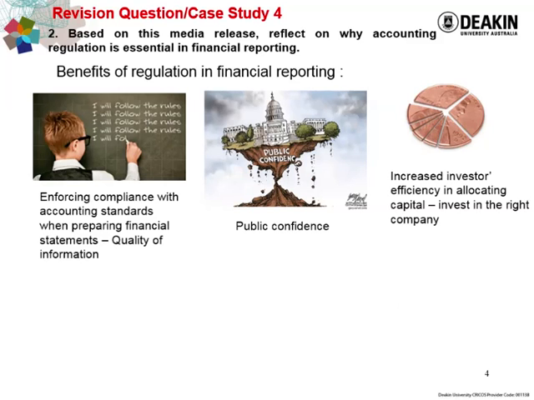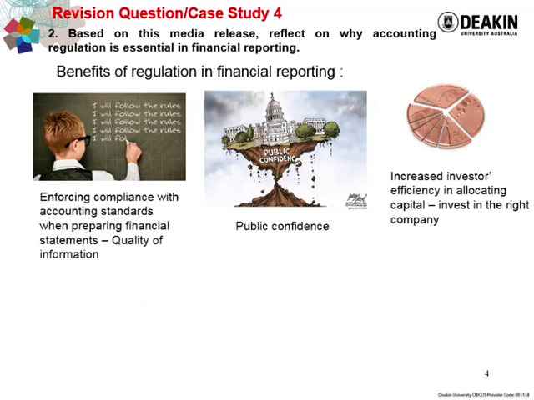Next, regulation can increase efficiency in allocating capital. If there is no regulation, companies hide information or they provide misleading information, and investors will lose money. So we need regulation to make financial reporting and disclosure compulsory so investors make the right investment decisions.